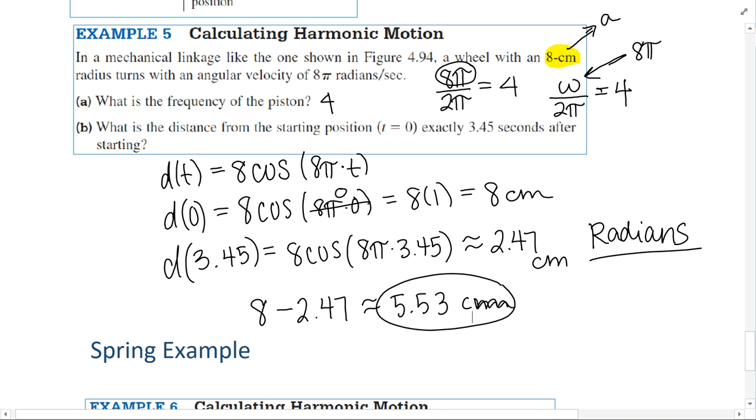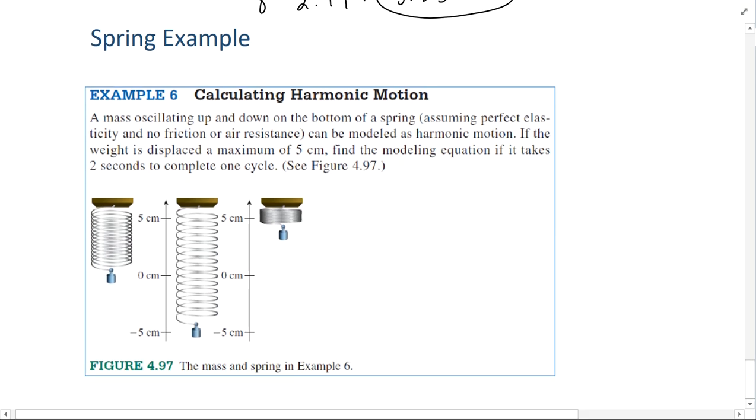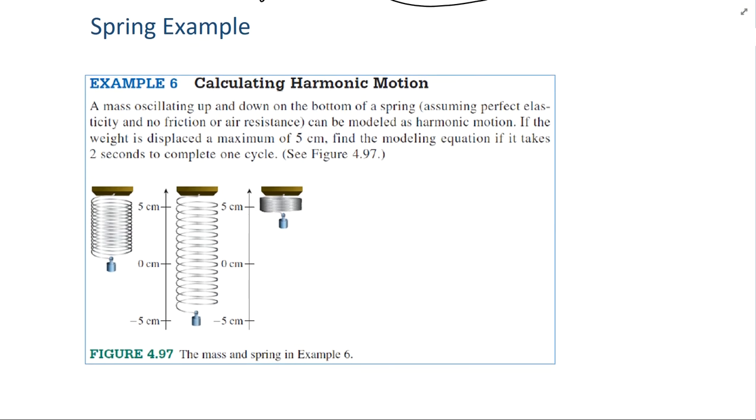Okay. Another type of harmonic motion is the spring example. Imagine we have a spring and there's a mass at the bottom weighing it down, and it gets dropped and it goes bouncy, up, down, up, down. We're assuming there's perfect elasticity and no friction and no air resistance, none of that fun stuff that's going to ruin it. It's just going to go up and down and up and down. So this is another kind of harmonic motion. This time we're going to use sine.